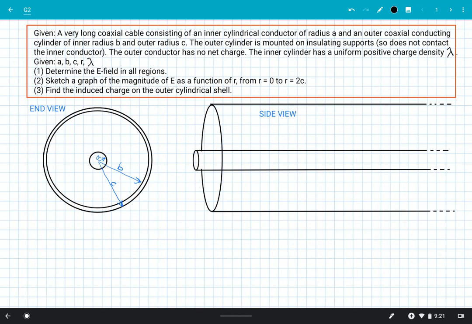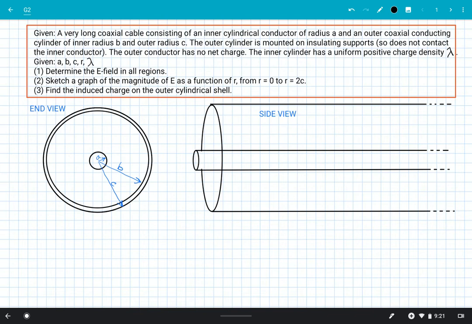All right, we are going to now work through a Gaussian problem with a different type of symmetry, and this will be cylindrical symmetry. I want you to notice that the end view looks the same as spherical symmetry, of course. That cross section would look the same, but the side view is noticeably different. And in the case of cylindrical symmetry, we need to consider both views. You'll see why as we work through the problem.